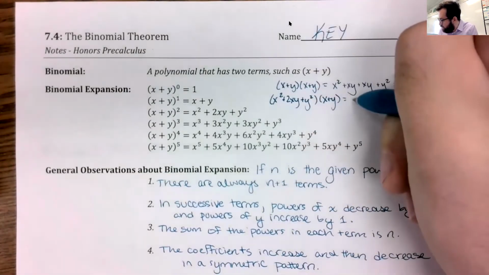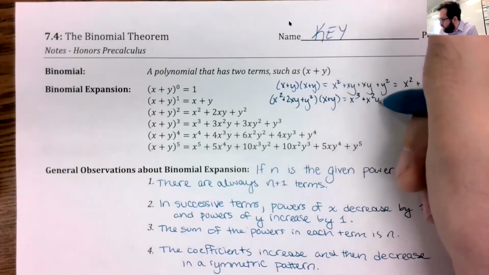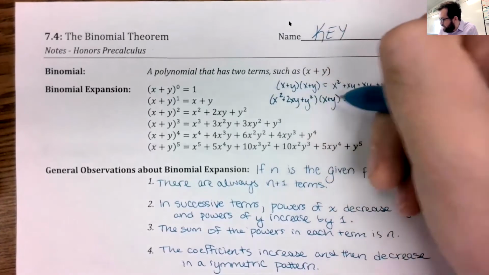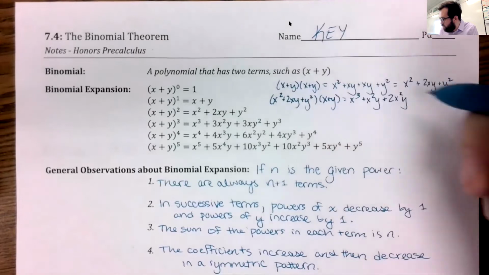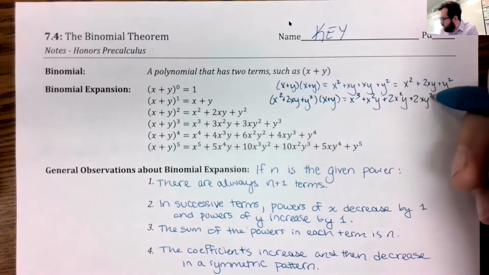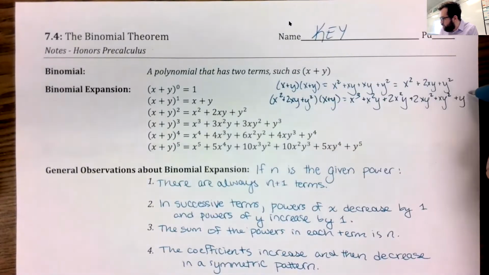So we have x cubed, the x squared to the y, it's going to be x squared y. We have 2xy times x, so it's going to be 2x squared y, and then we have 2xy times y, so 2xy squared. Y squared times x is xy squared, and y squared times y is y cubed.